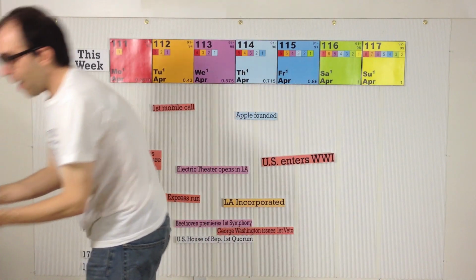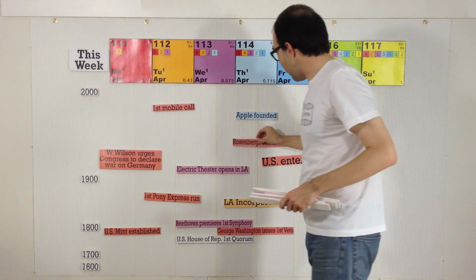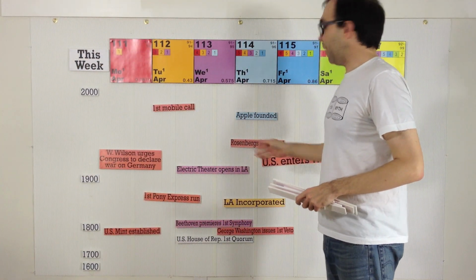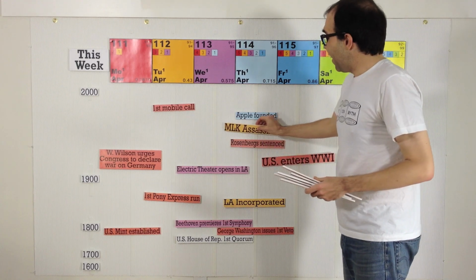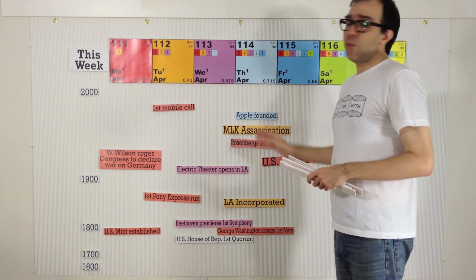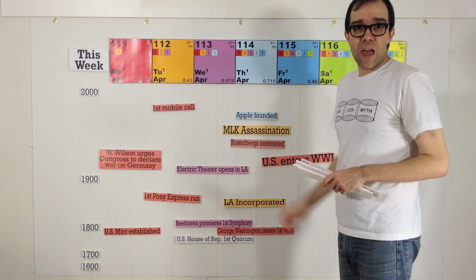Unfortunately, Thursday does not come out clean, also carrying the weight of the Rosenbergs getting sentenced to death for espionage in 1951, and then in 1968, Martin Luther King Jr. is assassinated in my hometown of Memphis, Tennessee.